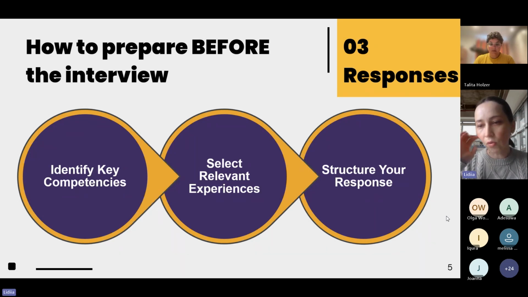The structure of your responses. Use the STAR framework to organize your thoughts and provide a detailed yet concise answer. Write it down and practice it a few times before going to your interview.